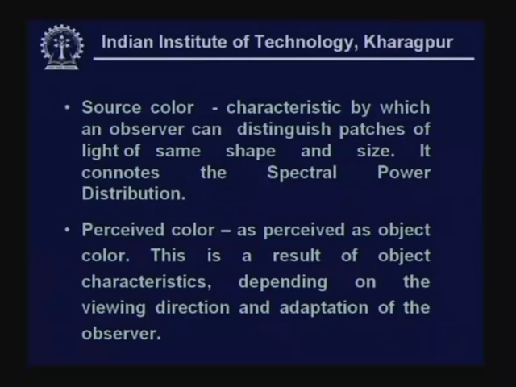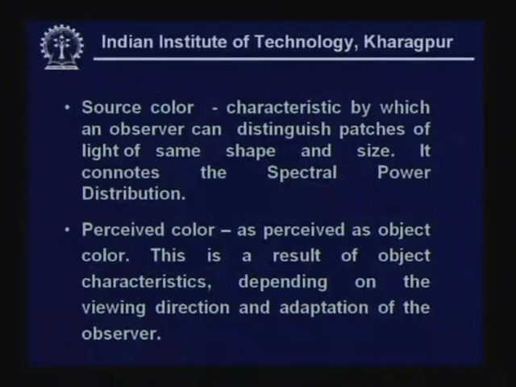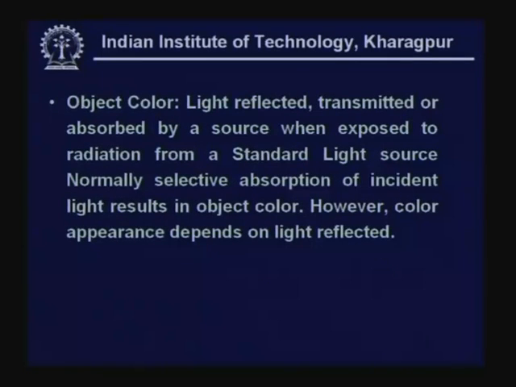The perceived color therefore is the result of object characteristics together with the source light, which very much depends on the viewing direction and adaptation of the observer. Then comes the object color. Object color essentially is the light that is reflected, and the characteristics of the object we have already mentioned, which come into play, are the reflection, absorption and transmission.